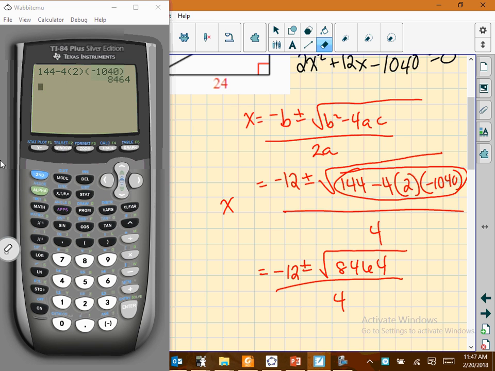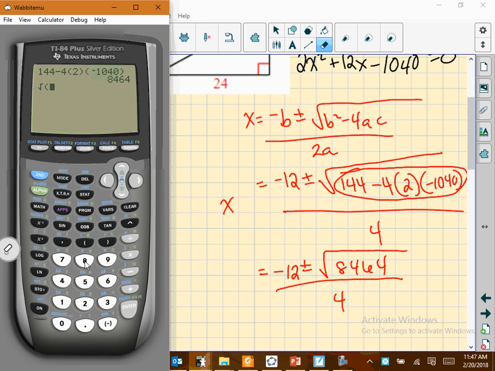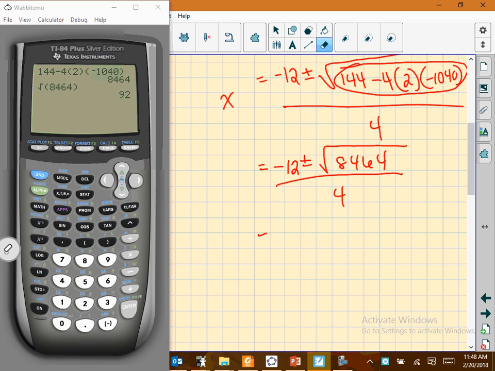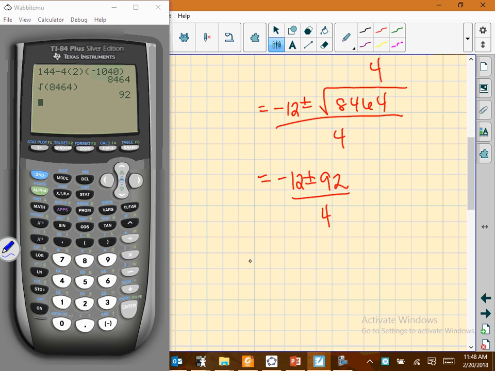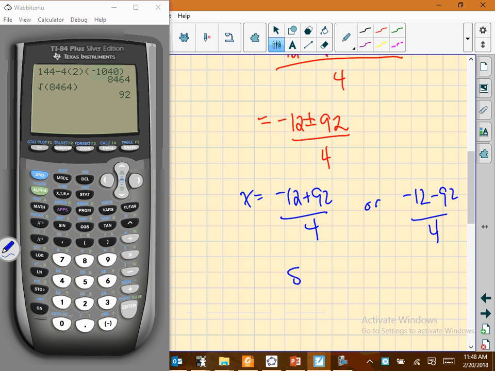Okay. Now that 8,464, what you always want to do is see initially, is it a perfect square? And it tells us in this case that it is a perfect square, right? We'll work in some situations where it's not, and we'll talk about what we need to do when it's not. But that gives me now negative 12 plus or minus 92 all over 4, which then creates the two values of x. X is equal to negative 12 plus 92 over 4, or negative 12 minus 92 over 4. Negative 12 plus 92 is 80. 80 divided by 4 is 20.